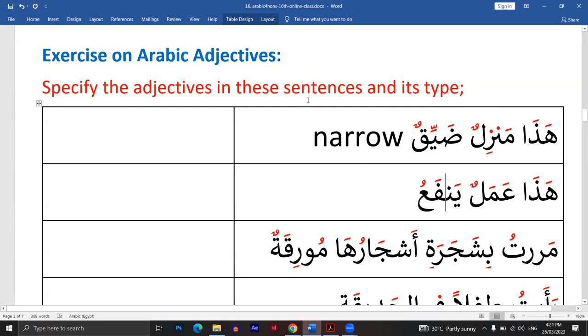Who is ready to read the second sentence? Okay, Mr. Gianni, he is ready. Hello, how are you? Fine, thanks. عمل ينفع. Yes. There is an adjective here in this sentence. Can you identify it? It's going to be yanfa'u. Okay, yanfa'u. Why did you pick this word?